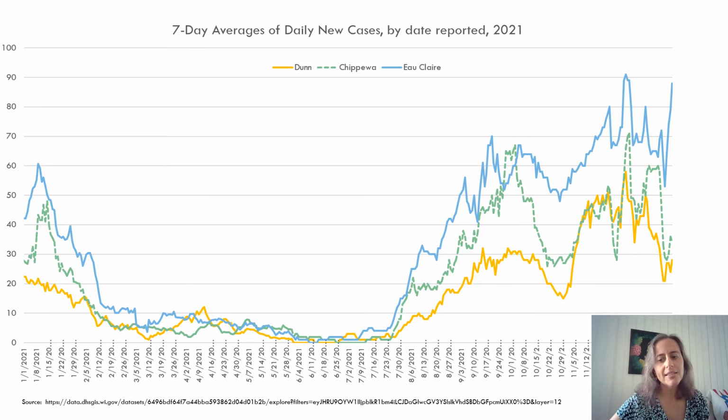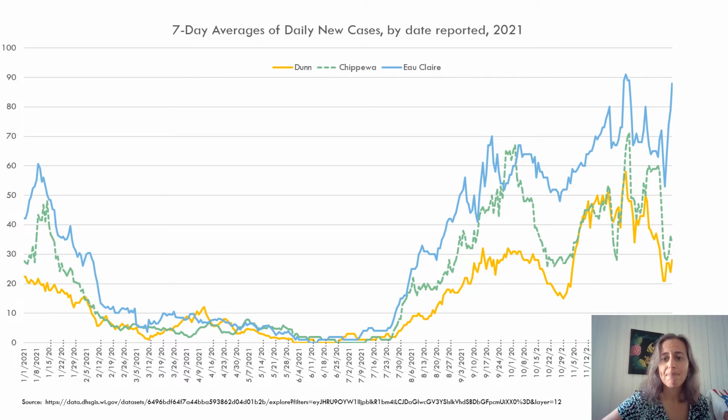So the unsavvy data analyst or consumer of information might say, oh, well, gosh, Dunn County must be doing something right because we're having far fewer cases of COVID. But you all now are much more savvy, and so you would say, wait a minute, what's the population of Dunn County, right? Are there fewer potential people in whom COVID can even be diagnosed? And of course, the answer is yes. So the population of Dunn County is about 45,000, Chippewa County is about 65,000, and Eau Claire County is about 105,000. So you all know that we're supposed to adjust for population.